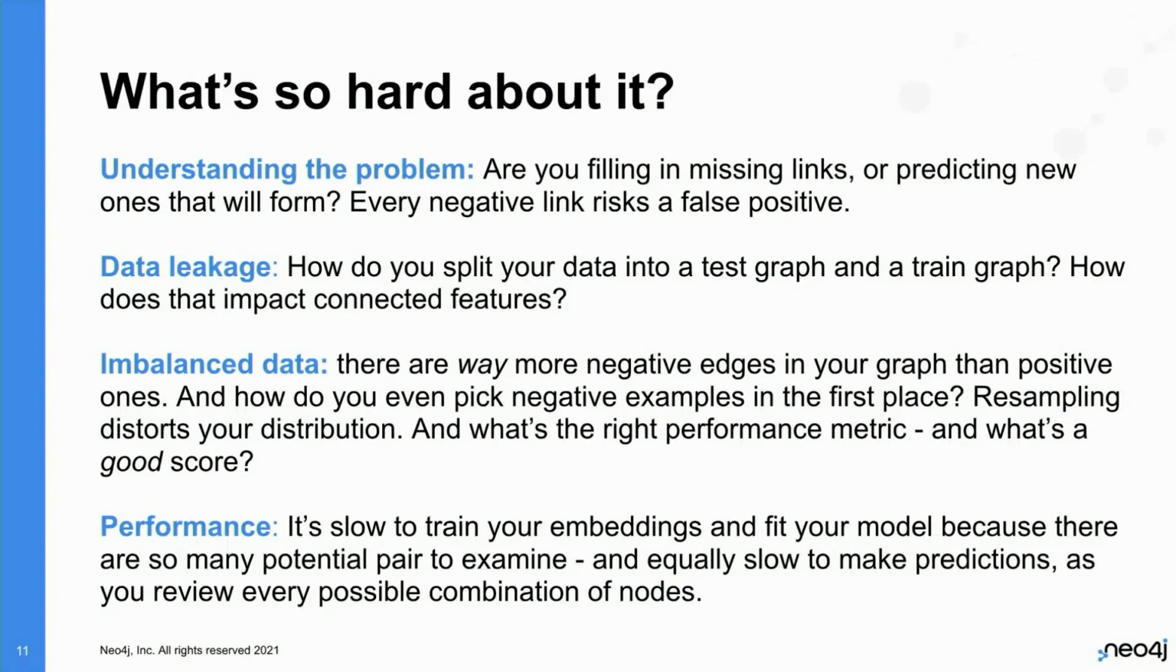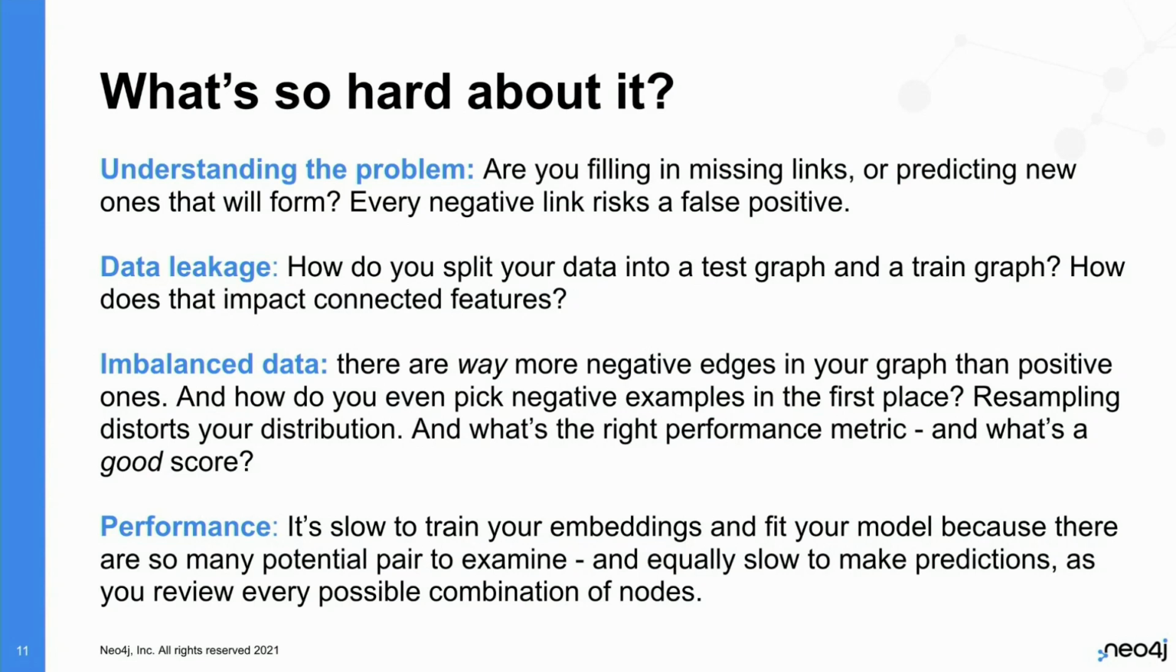Then a big issue is imbalanced data. If you think about a graph and you say a positive edge is an edge that exists and a negative edge is an edge that doesn't exist, there are way more negative edges in your graph than positive edges. So how do you pick negative examples in the first place? Maybe you want to resample, but that's going to distort your distribution. What's the right performance metric to measure accuracy here? And what does a good score even mean?